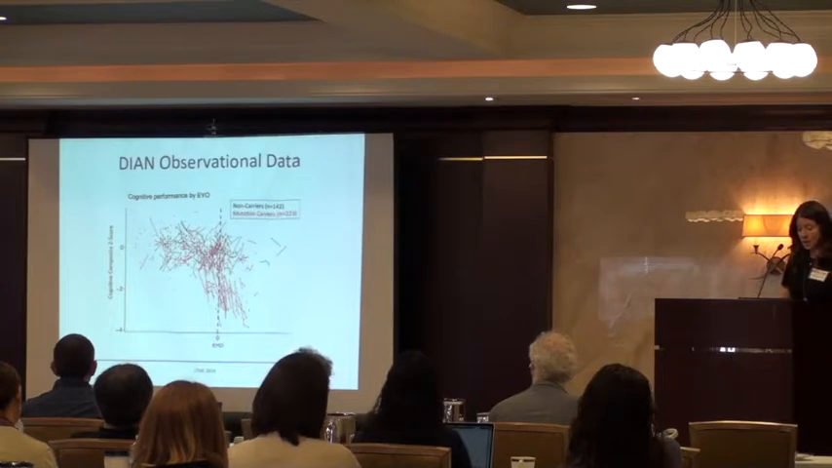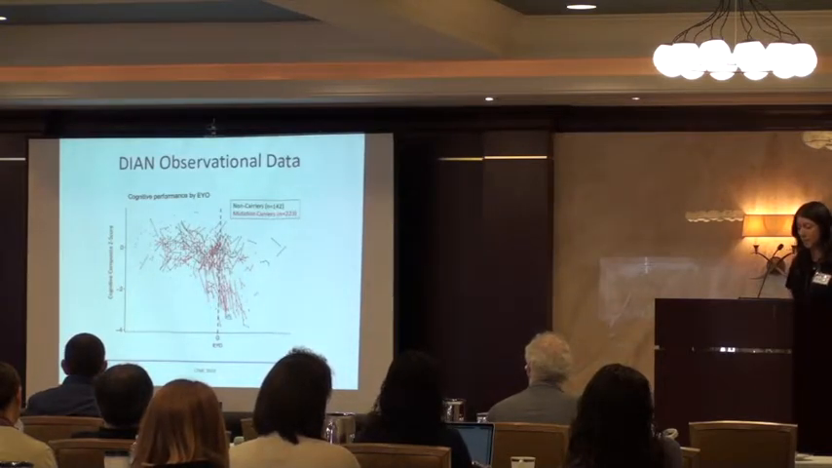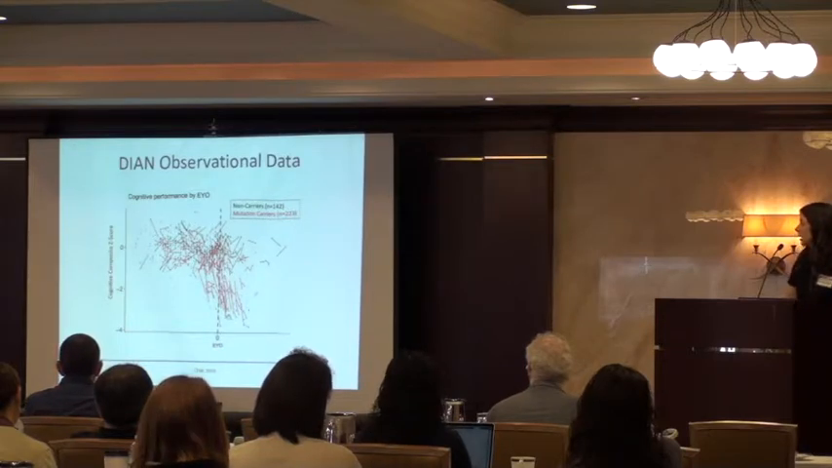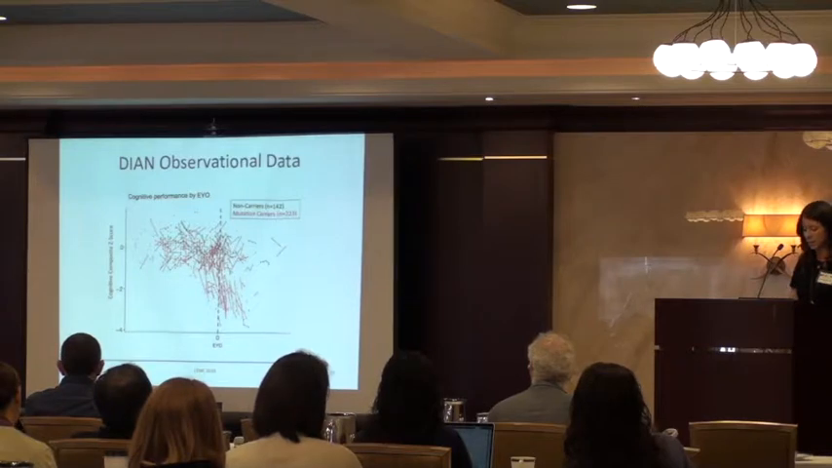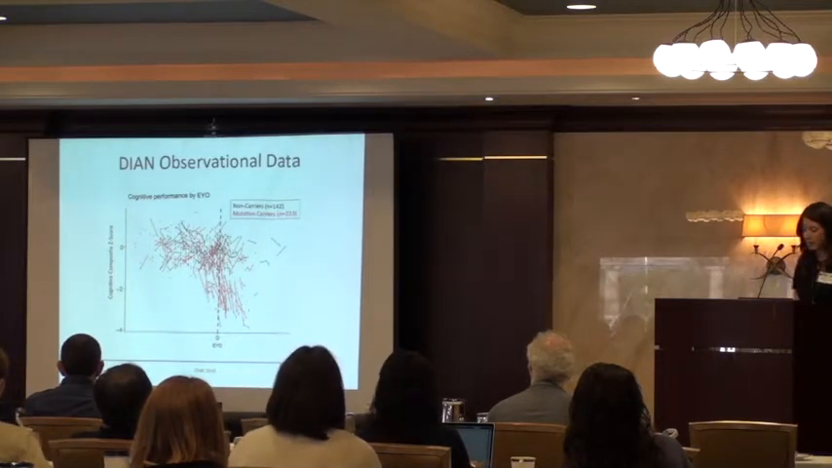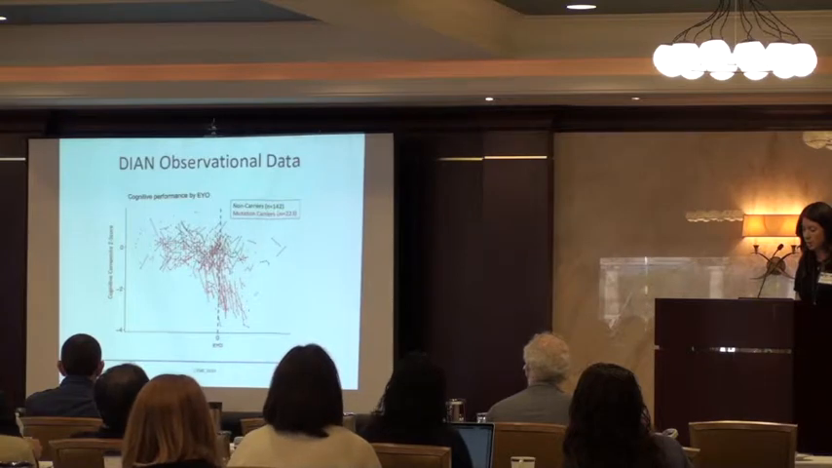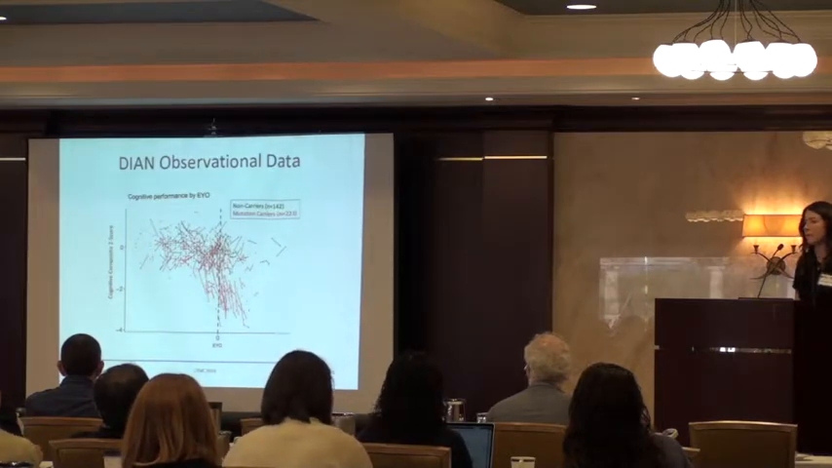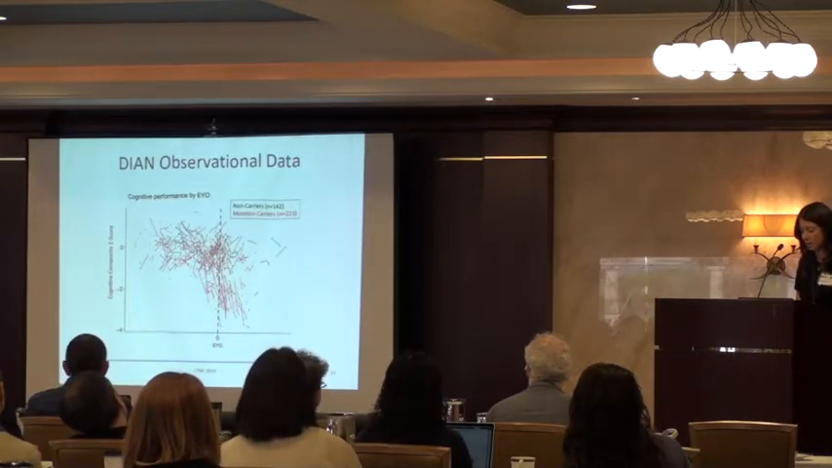This is the dominantly inherited Alzheimer's. This is data from their observational study. And this was published, and the papers are in the materials I put in for this presentation. The red dots here are people with the mutation. So these are people who will develop Alzheimer's. The black dots are non-carriers, so people who will not, or may develop sporadic Alzheimer's, but not dominantly inherited Alzheimer's.